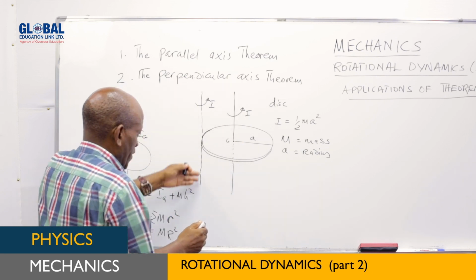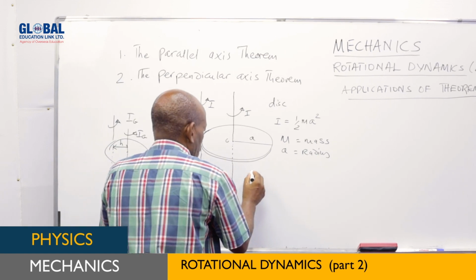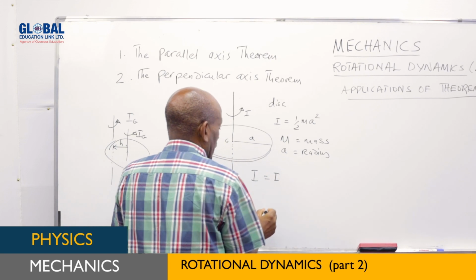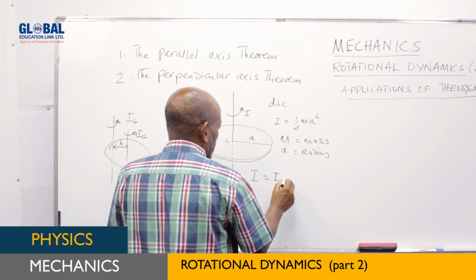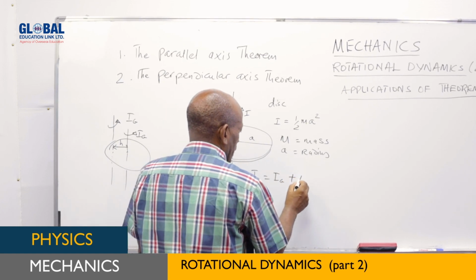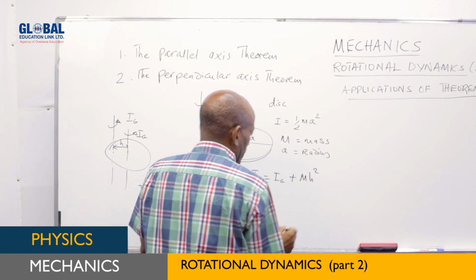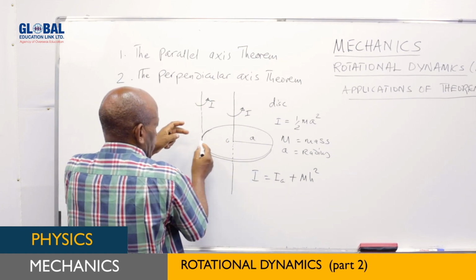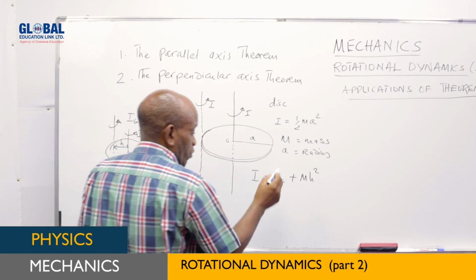So the moment of inertia of this particular axis, I, will just be equal to, we are now using the parallel axis theorem. So I'll be taking the moment of inertia through an axis that is passing through the center of gravity plus m times h squared. And for this case, the h, the distance separating the two axes, is just equal to the radius of the disk, which is equal to a.